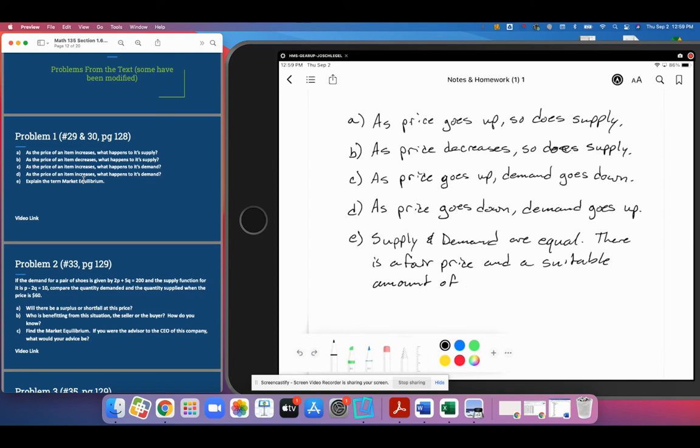And what I mean by a suitable amount of inventory is that there is not so much of this stuff that it's going to be left on the shelves to rot, and there is not so little that people are out there clamoring for it like they were for toilet paper when COVID hit in 2020. So a suitable amount of inventory means there is enough for the amount that people want or need, but not so much that there's a bunch of it left that is not being purchased.